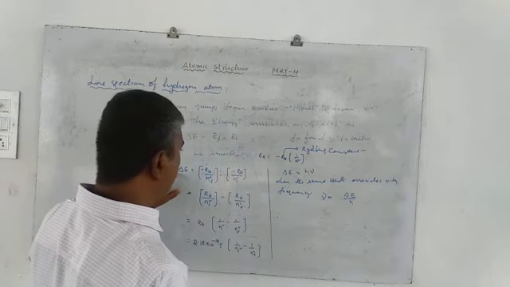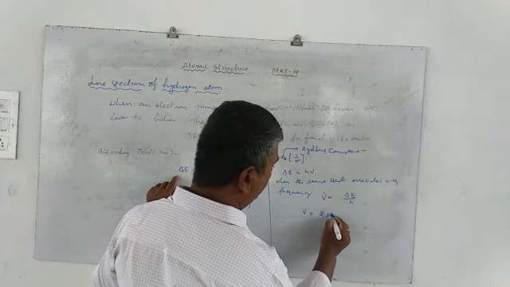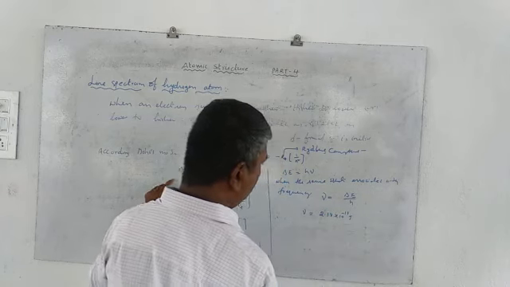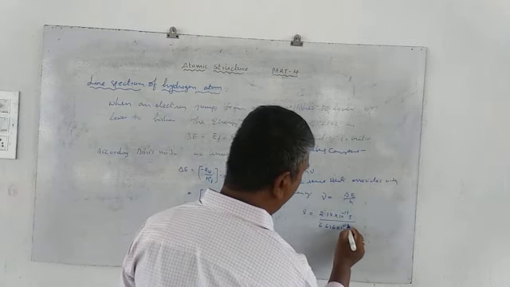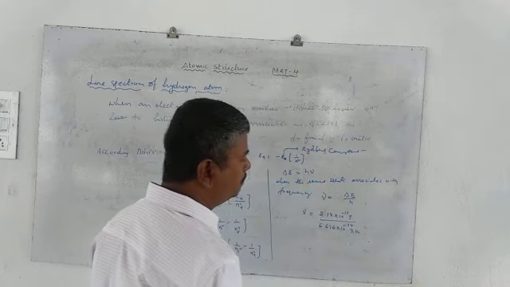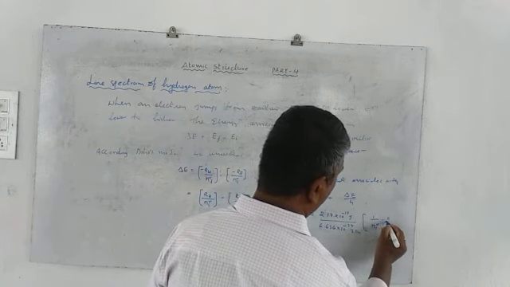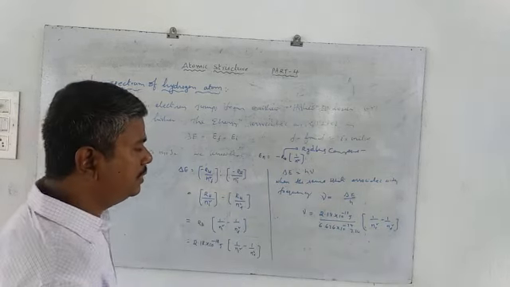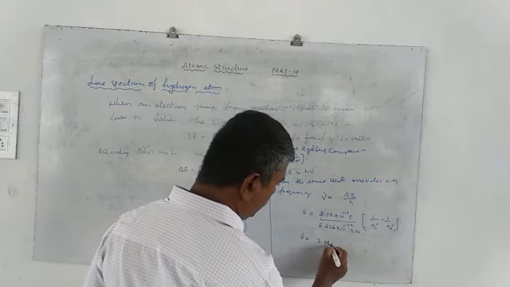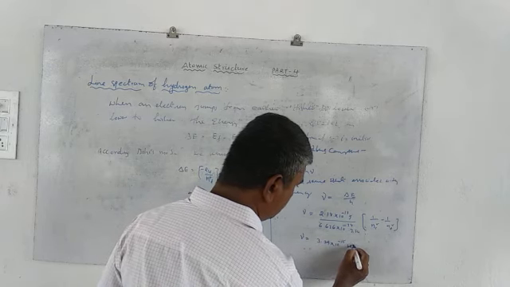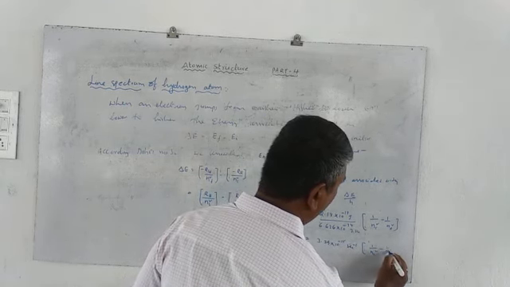So already we found out delta E. So nu equals to delta E by h, that is 2.18 into 10 to the power of minus 18 joules by h, here Planck's constant, that is 6.626 into 10 to the power of minus 34 joule second, into 1 by n initial square minus 1 by n final square. While simplifying, nu equals to, we get which one? 3.29 into 10 to the power of minus 15 second inverse into 1 by n i square minus 1 by n f square.